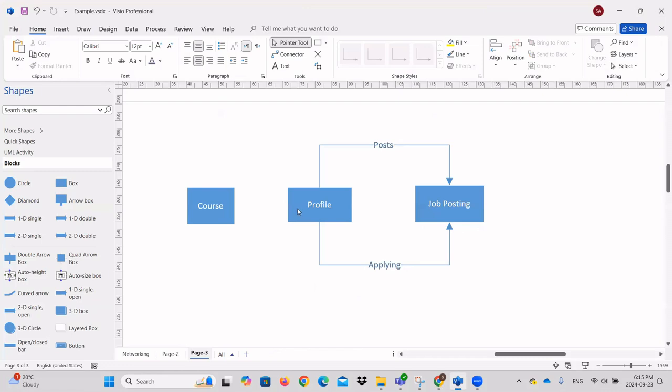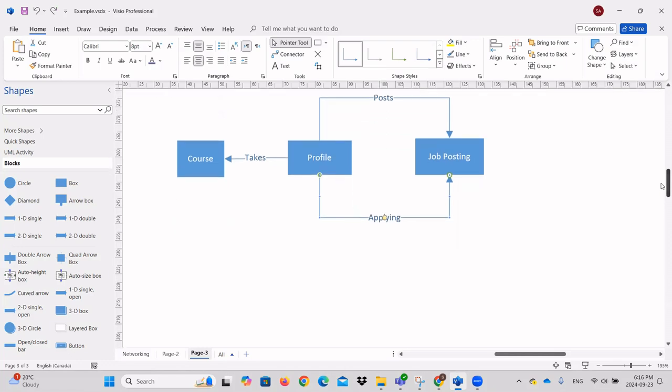All right, so now there's also a relationship between the profile and the course. So let's just generically call it takes. All right. So okay, we can say that this is at a high level. The first take, the level 0. Now let's see how we can break this down into level 2.